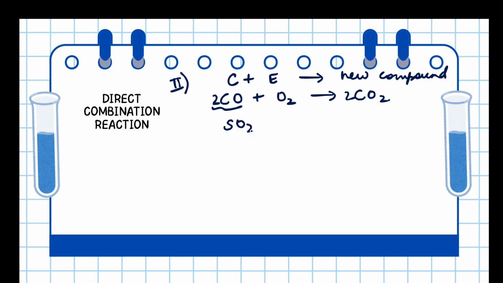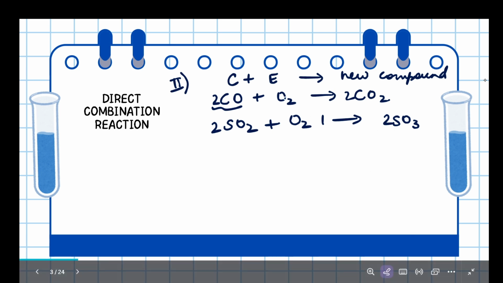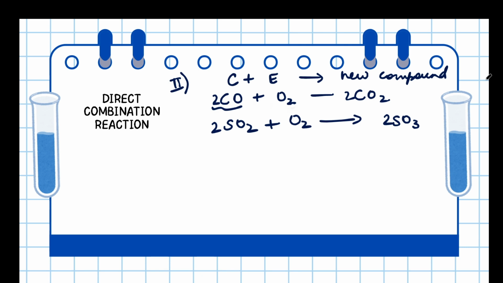And then we have sulfur dioxide, which is a compound, combining with the element oxygen, and here it is forming sulfur trioxide. Here we need to balance the reaction. Every time you are learning, children, learn in this way so that you remember it: carbon monoxide has combined with oxygen to form carbon dioxide, and sulfur dioxide has combined with oxygen to form sulfur trioxide.